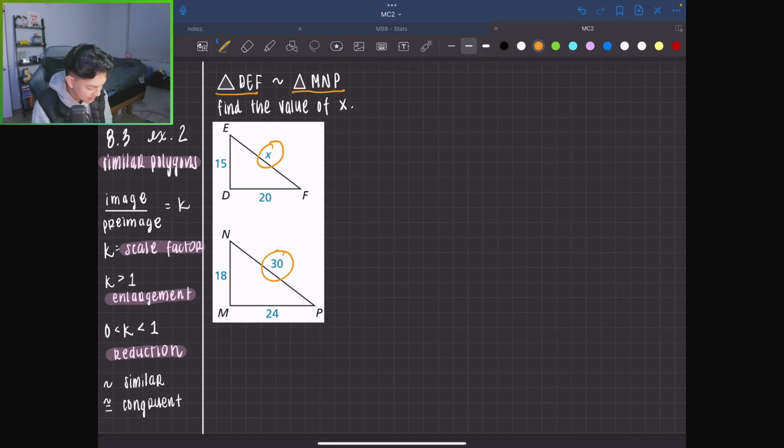So we can set up this scale factor as 30 over x. We don't know what the scale factor is, but that's what we're going to find out right now. To find out our scale factor, let's compare it with the proportions of the corresponding parts here as well. We know that 30 over x is the same thing as NP over EF. The scale factor should be the same for all of the side lengths, so let's compare it to another side.